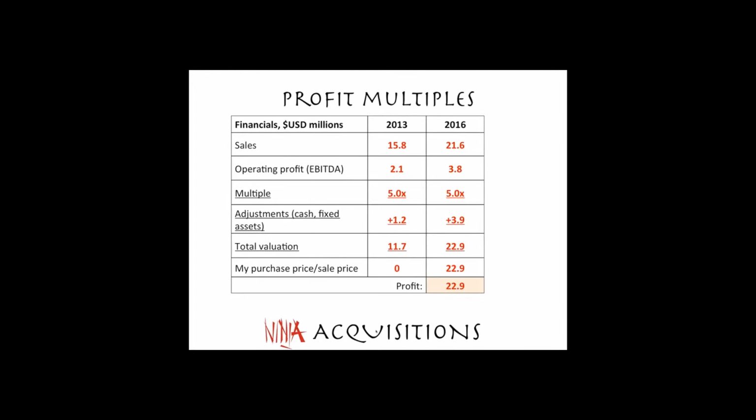Take my last deal. The business had $2.1 million of profit, and using that 5 times industry multiplier, you also then need to add on things like cash and property, as they belong to the seller separately to the business. Now, in this case, the business was worth $11.7 million, and using the same math will nearly double by late 2016. Again, it's all upside, as the business was free to me.